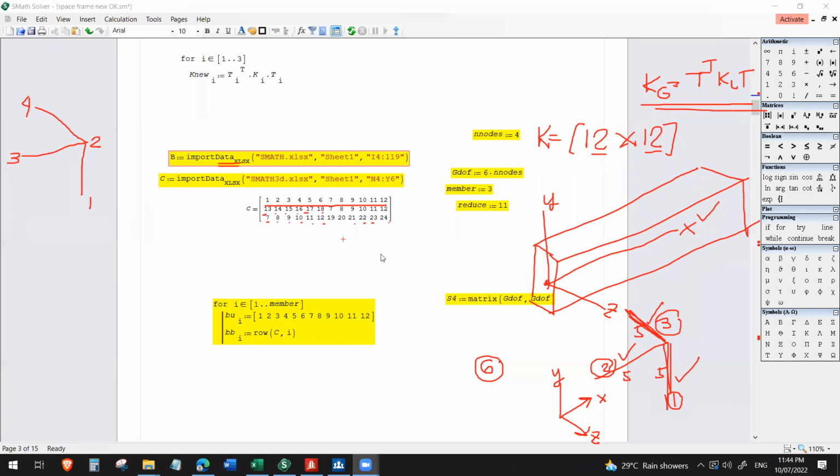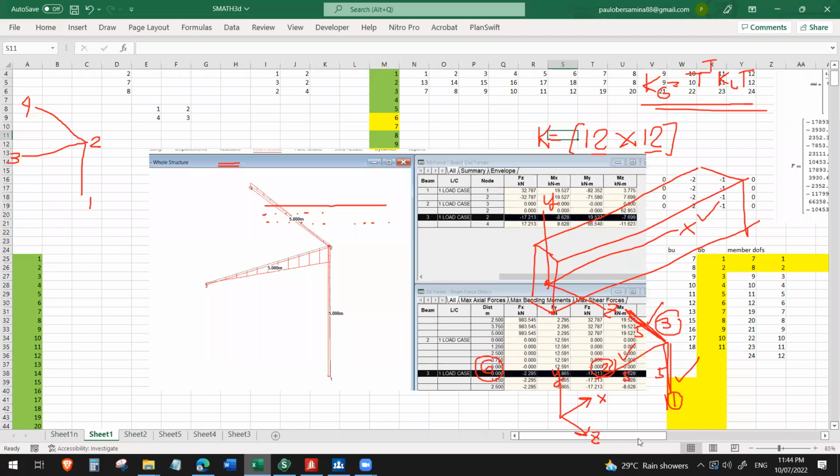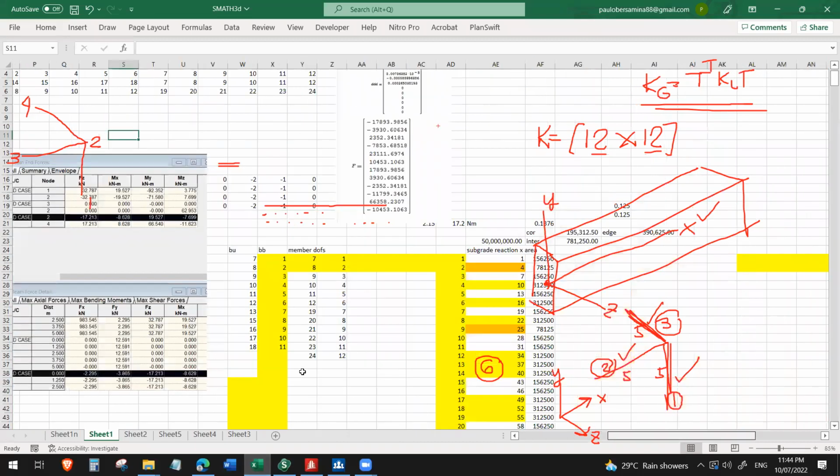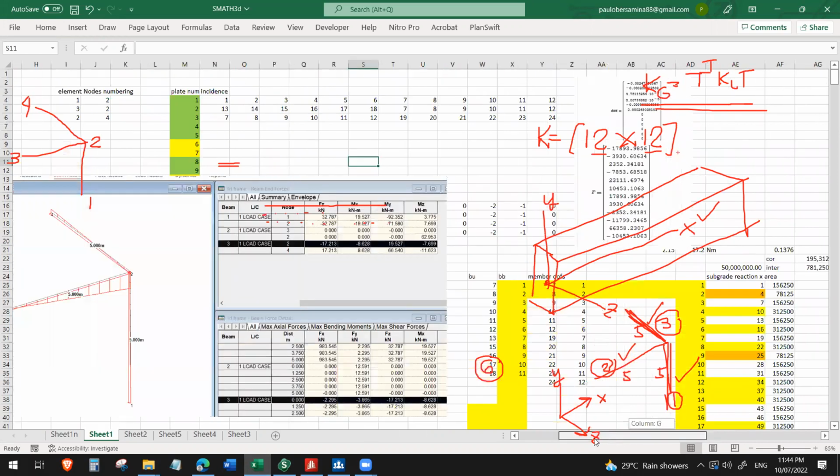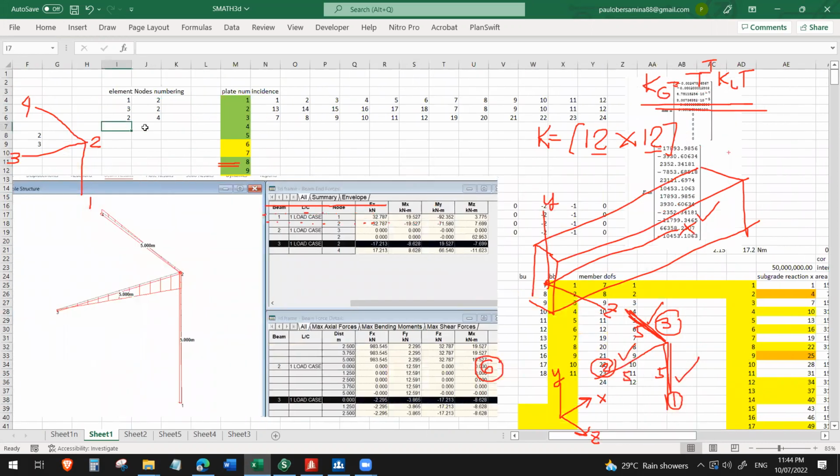So to do that, I have an Excel sheet here to help me in order to automate. For example, if I have more than 3 members and I input the nodes here, there's a formula that automatically computes the degrees of freedom per node.